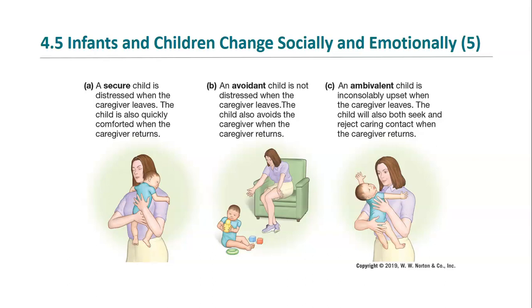The final pattern, the ambivalent pattern, is characterized by a conflicting reaction. The child gets upset when mom leaves, and when she returns, is both clingy and distressed. That is, they communicate through their actions something along the lines of, "Come here, I hate you." Fortunately, the most common pattern of attachment observed is that of the secure child.